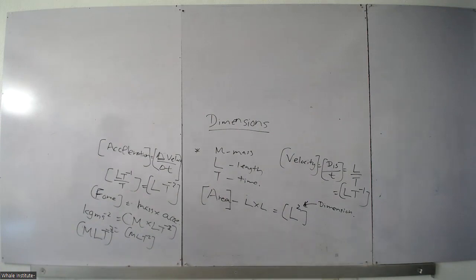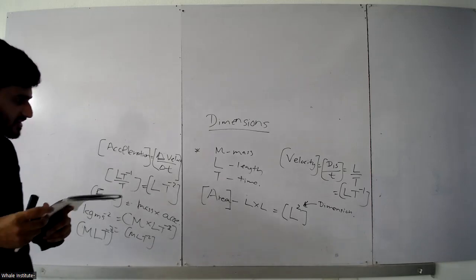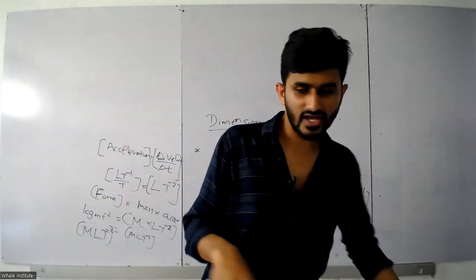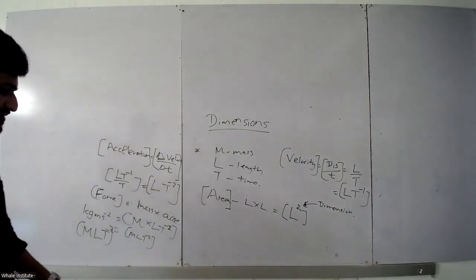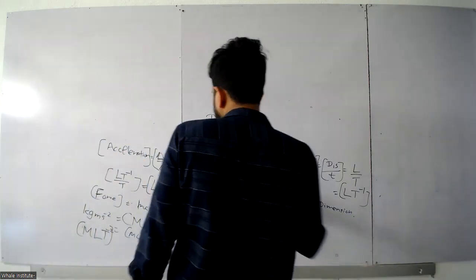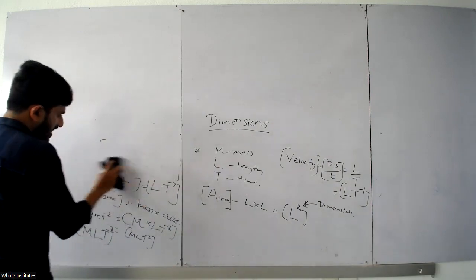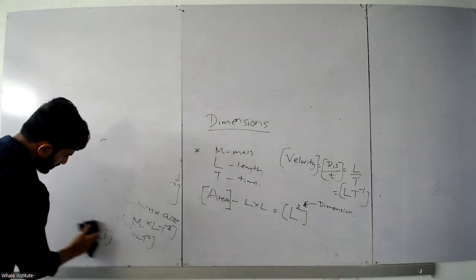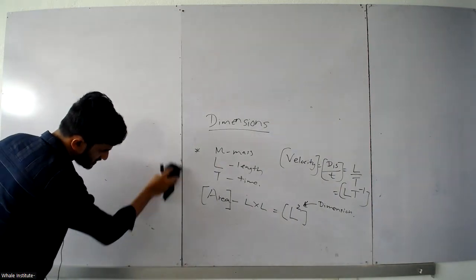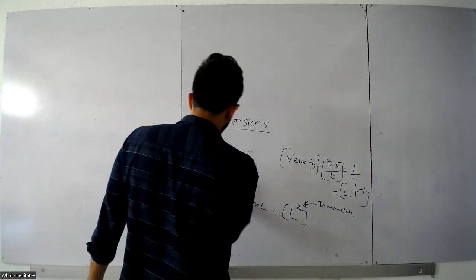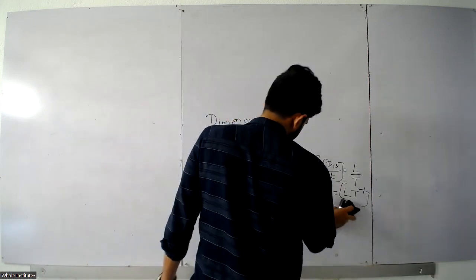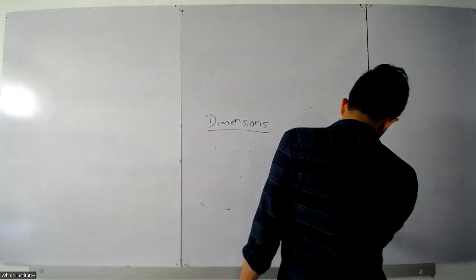Next we will talk about the uses of dimensions. There are three uses basically, and before the uses we will discuss a principle as a side topic: the homogeneity principle.